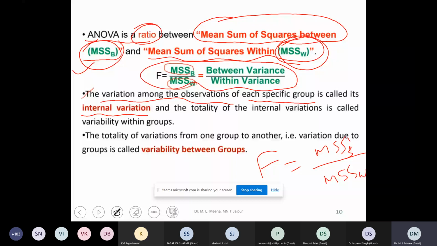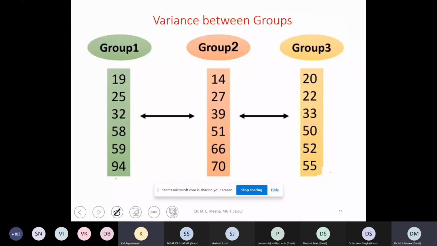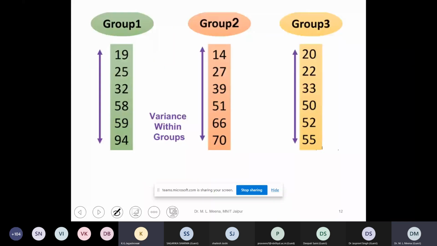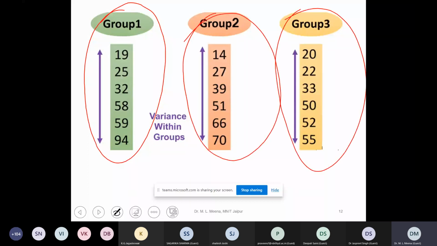So this is just a basic example for understanding what the variance between groups and the variance within groups are. We can see in this slide there are 3 groups: group 1, group 2, group 3. So ANOVA looks at the variance between the groups: group 1 and 2, group 2 and 3, and group 3 and 1, as well as the variance within groups. But the t-test looks only at the variance between the groups.